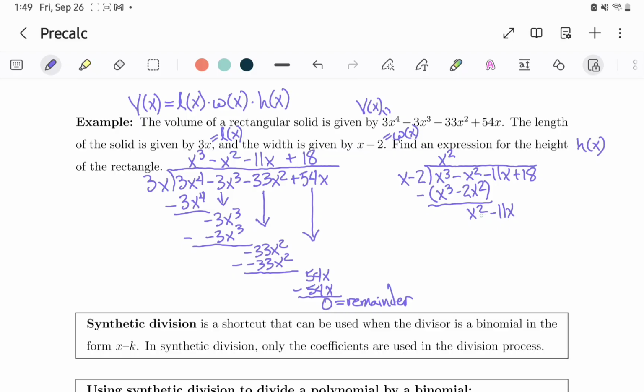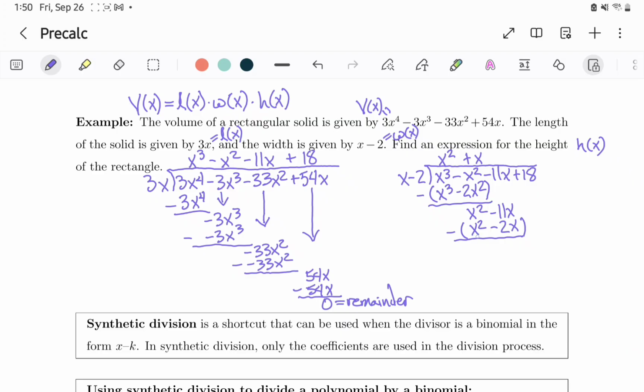And then we want to see, okay, how many times does x go into x squared? Well, it's going to go into that just x times. So that's going to be our next term for the quotient, x. And we're going to multiply x minus 2 by x. And that's going to give us x squared minus 2x. And we're subtracting this now.